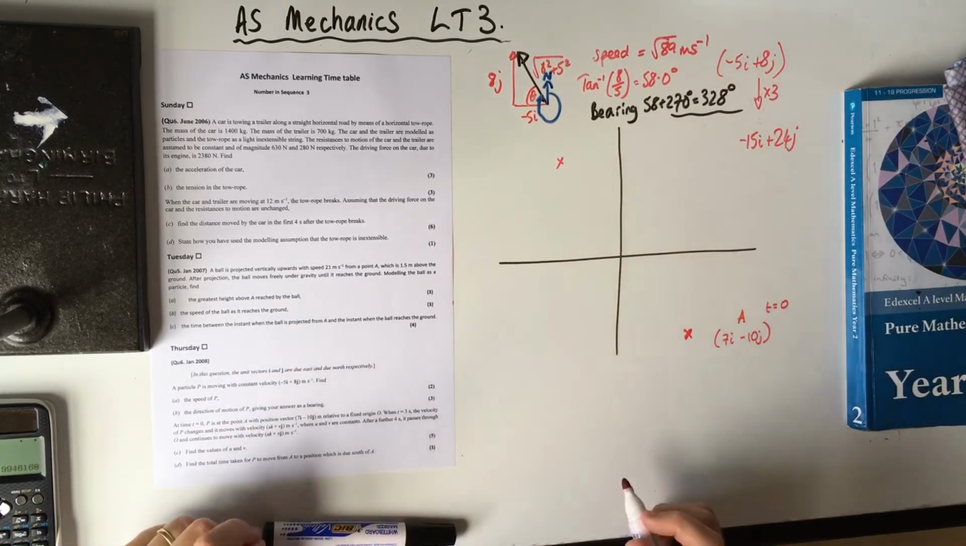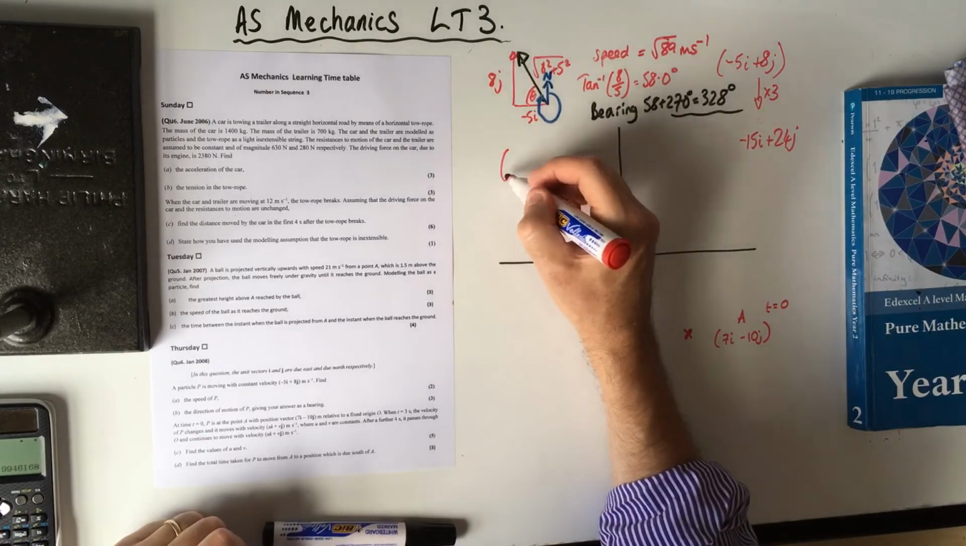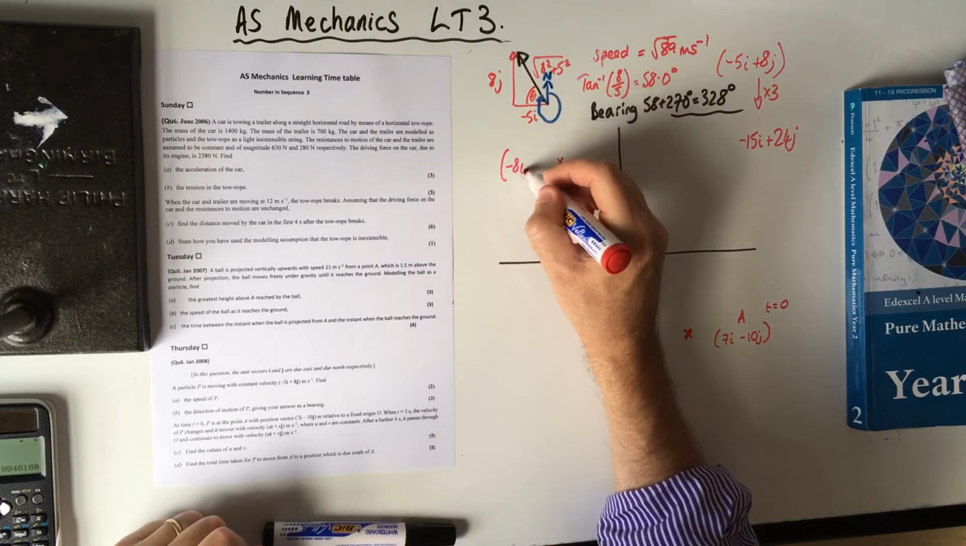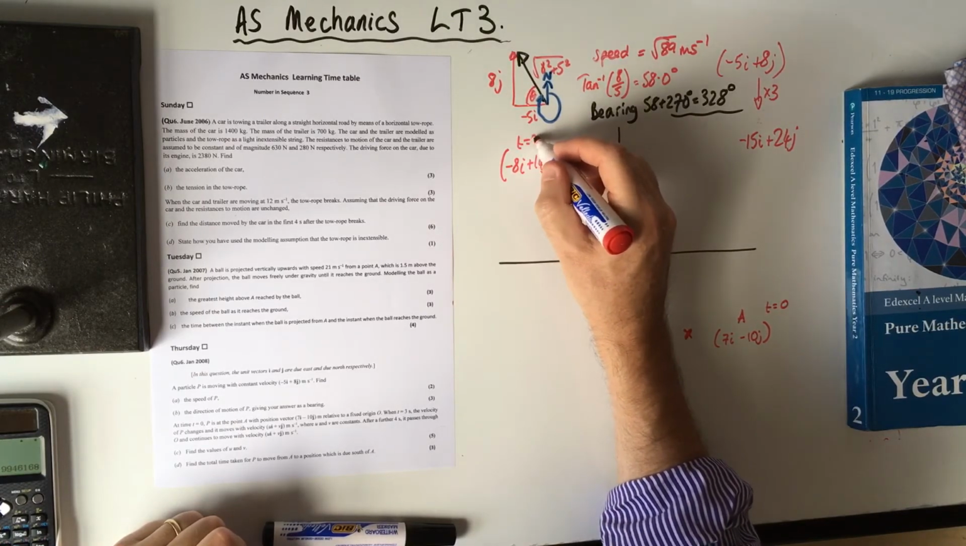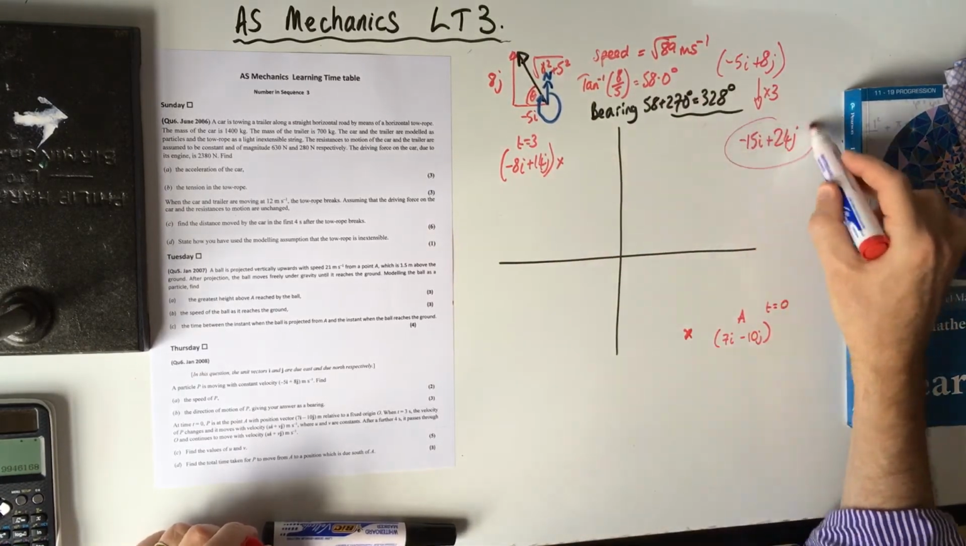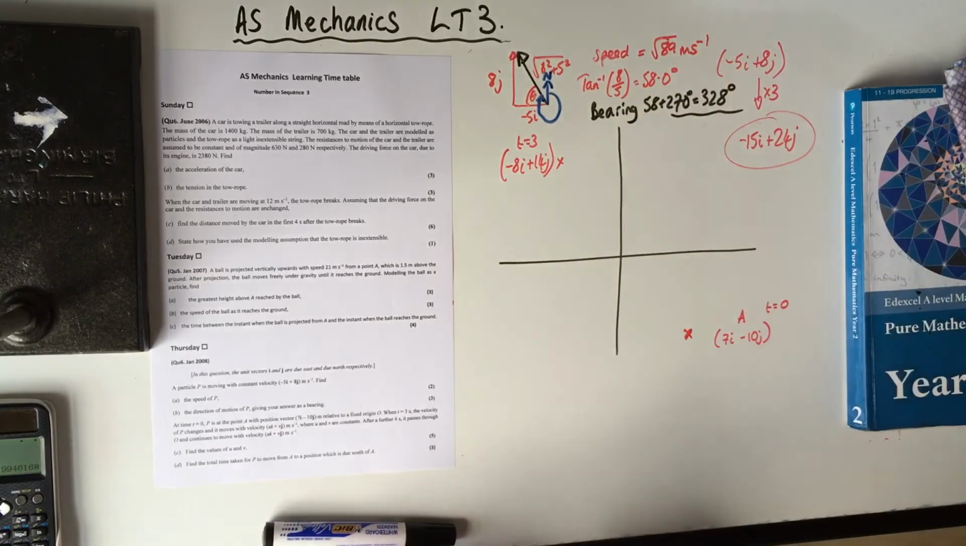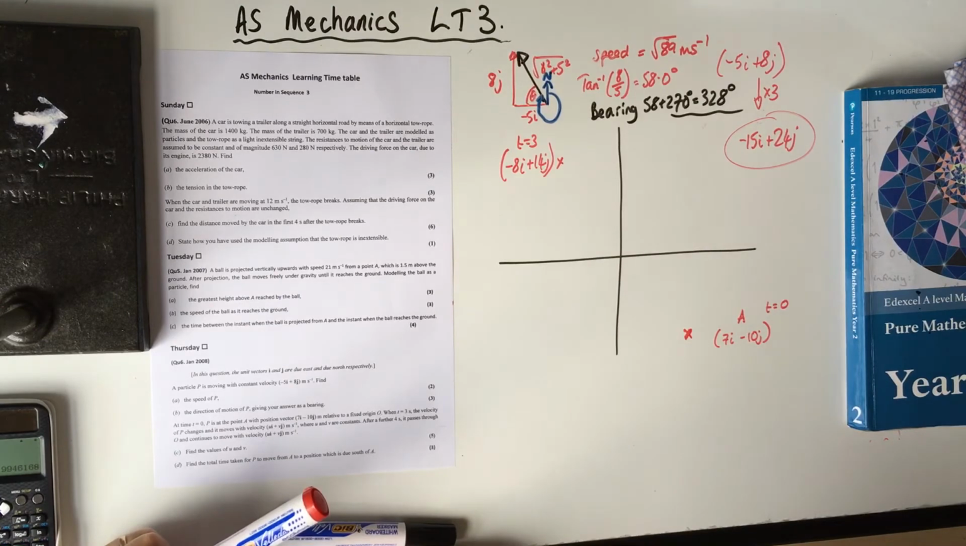So it's going to be up here now. It's going to be at the point of -8i + 14j, and that's at t = 3. That's because it's moved that much in 3 seconds. It's gone up to there. Okay, that's at t = 3.